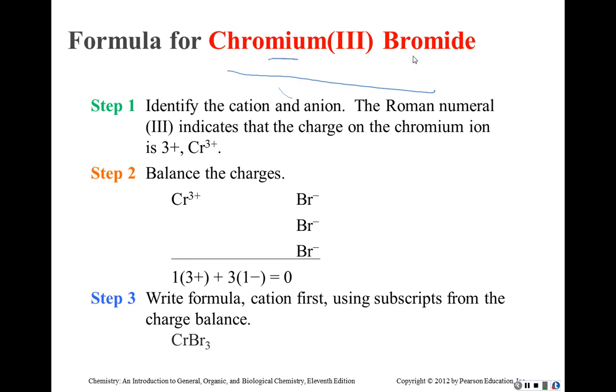So if we look at the example of chromium 3 bromide, the cation is chrome and the anion is bromide. Alright, this Roman numeral right here tells me that I have a plus 3 chrome. Bromide is in group 7A, so I know that's going to be a minus 1. So if I have a plus 3 chrome, how many bromines is it going to take to give me a minus 3? The 3 divided by 1 is going to take 3 bromines to balance that out. And so that will give me a formula of CrBr3.